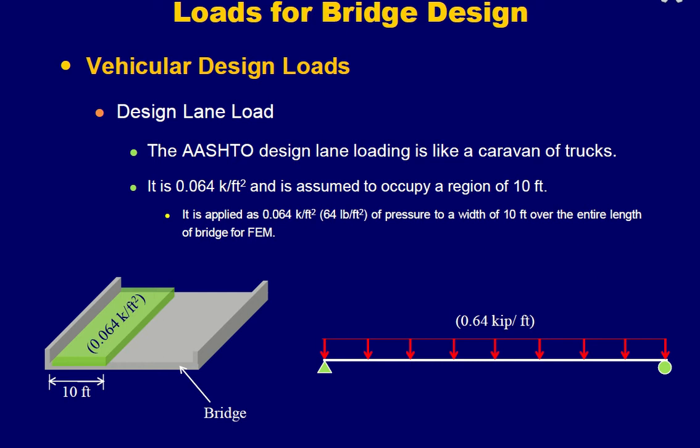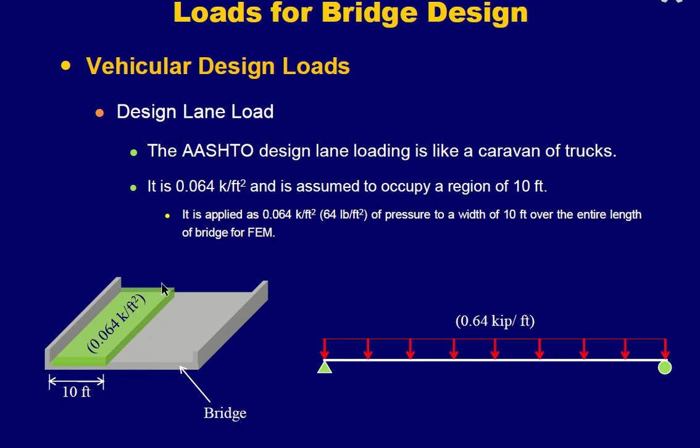It is applied as 0.064 kip per square feet, which, when you take it in pounds, is 64 pounds per square feet of pressure to a width of 10 feet over the entire length of the bridge for FEM. Okay, so just consider this bridge. This direction is the longitudinal direction in which the truck or the tandem is moving, right? And this is the transverse direction or width of the bridge, right?